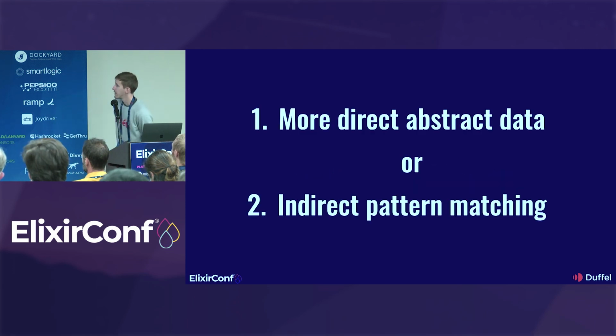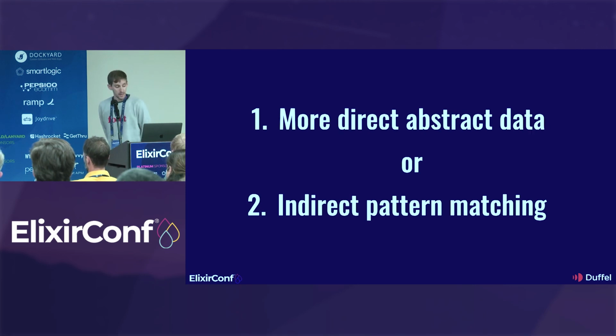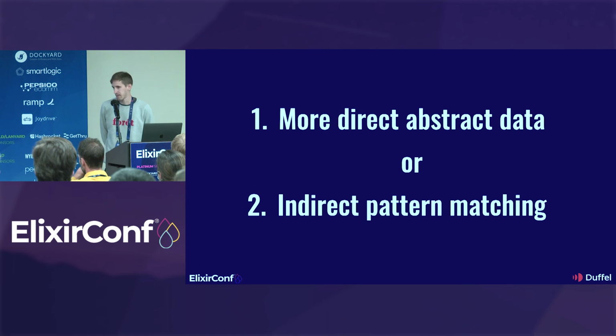So there's two ways we can do this, right? One is we can make abstract data more direct in a sense, okay? The other is we can make pattern matching more indirect. So what do I mean by the first one? Well, the claim I was making is that one of the benefits of pattern matching is that it shows you actually what's happening, right? It peers behind that abstraction. So can we bring that to abstract data without losing the abstraction, yeah?